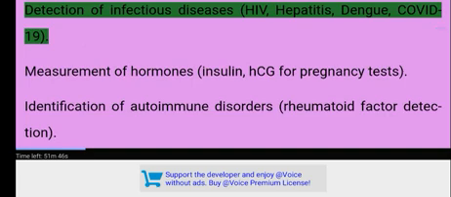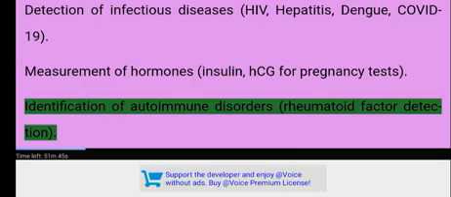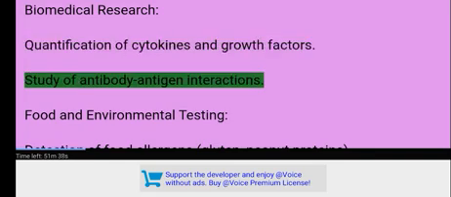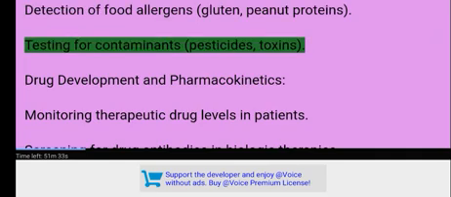Detection of infectious diseases: HIV, hepatitis, dengue, COVID-19. Measurement of hormones: insulin, HCG for pregnancy tests. Identification of autoimmune disorders, rheumatoid factor detection. Biomedical research. Quantification of cytokines and growth factors. Study of antibody-antigen interactions. Food and environmental testing. Detection of food allergens, gluten, peanut proteins. Testing for contaminants, pesticides, toxins.